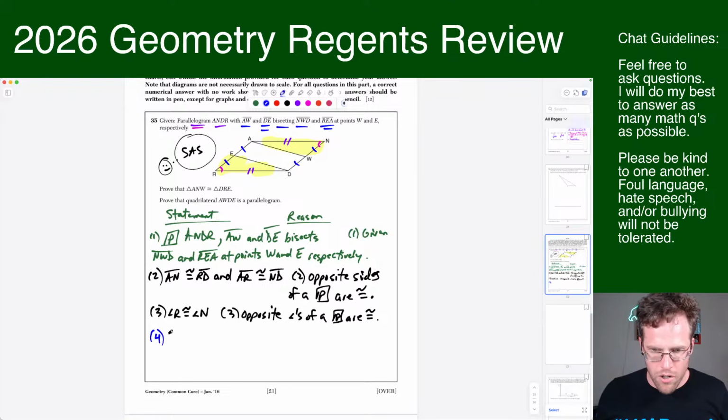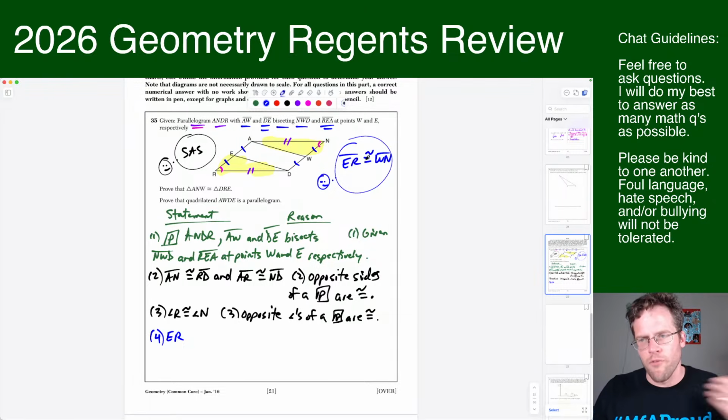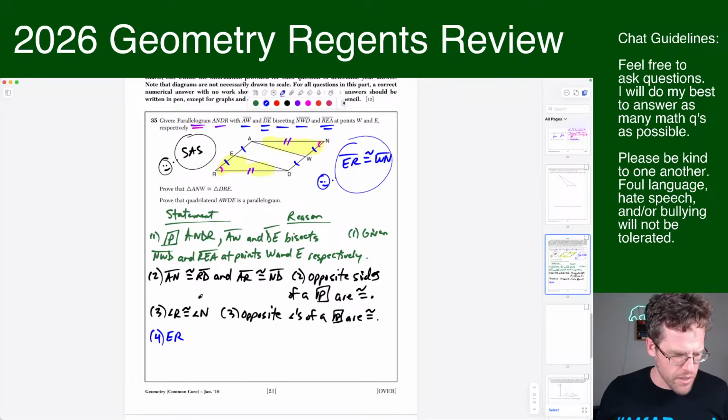So I could say ER. And I'm pointing at ER because if I want to prove these triangles are congruent, say I want to prove ANW is congruent to DRE. I want to prove ER, my goal, where this is headed. I want to prove ER congruent to, so let's see, ER congruent to WN. Now, that's my goal here. In some form, I want to say this. So in order to do that, that's why I'm creating statements involving these.